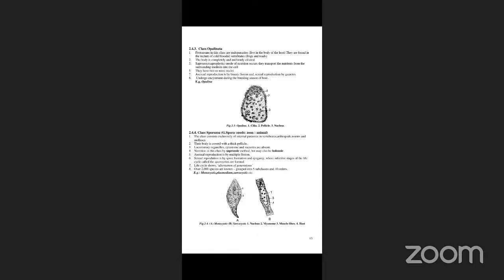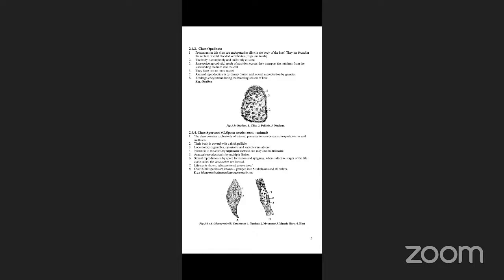An example is Opalina. Then Sporozoa. Spora means seeds, zoa means animals, so here they form spores. They are internal parasites in vertebrates, arthropods, worms and mollusks. They have a thick pellicle around their body, and locomotory organelles, cytostomes or vacuoles are completely absent. They are saprozoic or holozoic in nutrition. Asexual reproduction is by multiple fission. Sexual reproduction is by spore formation or syngamy. The infective stages of the life cycle are formed as sporozoites.